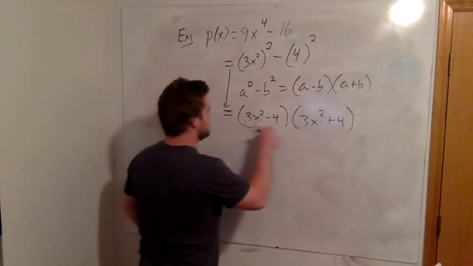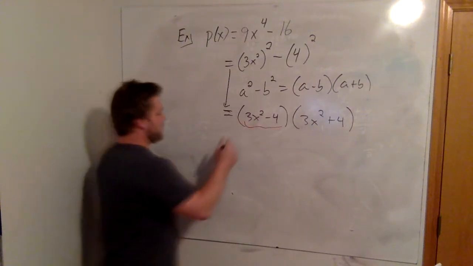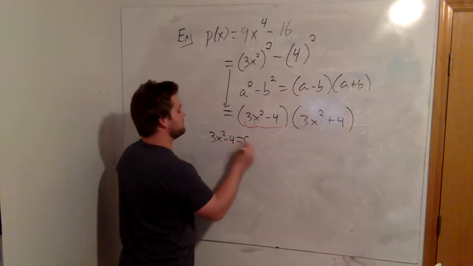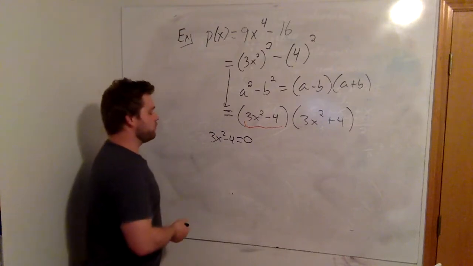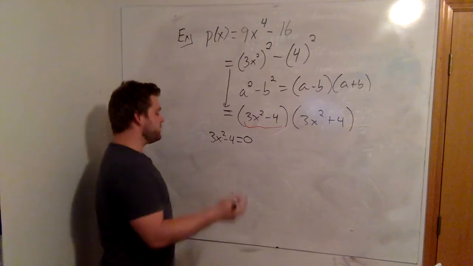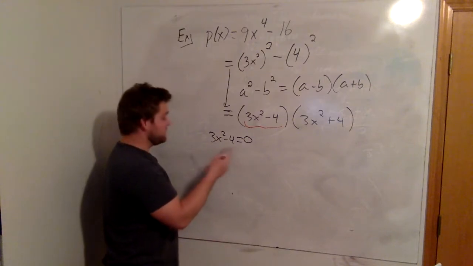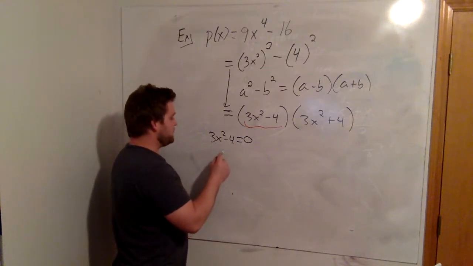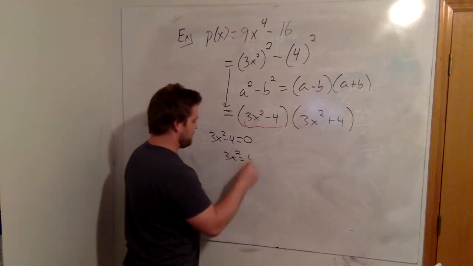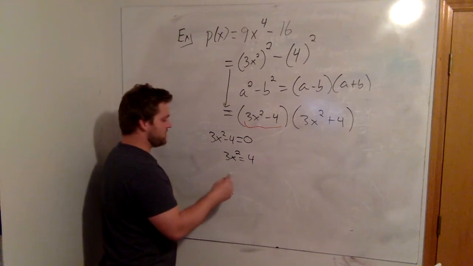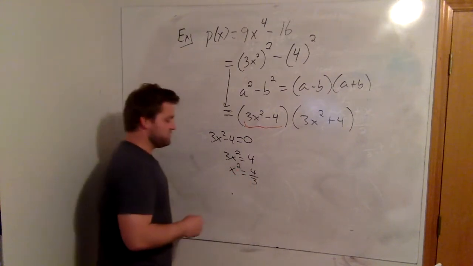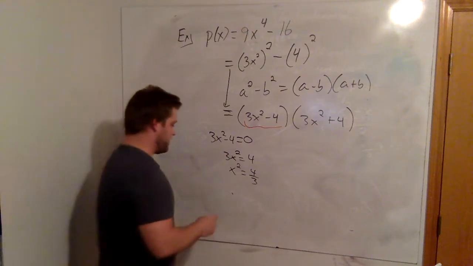Let's start with this one. I want to know when 3x squared minus 4 is equal to 0. You could use the quadratic formula here with a equals 3, b equals 0, c equals negative 4, but we can actually solve this really easily without the quadratic formula. How about I add 4 to both sides, so I'll get 3x squared equal to positive 4. We're going to divide both sides by 3, so x squared is equal to 4/3, and now I'm going to square root both sides.